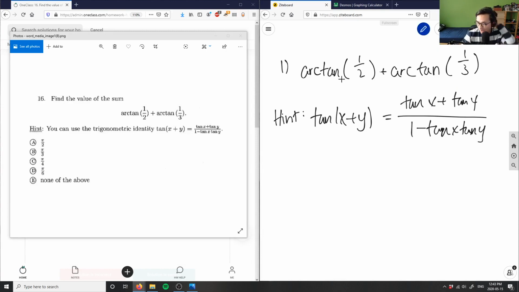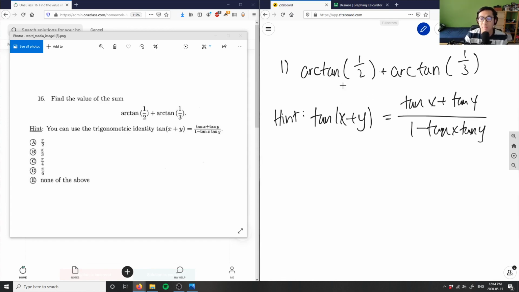So I have arctan of half here. What is arctangent of half? Remember, arctan is simply the inverse of our primary trig ratios. So we can say this is equal to tangent to the power of -1, or the inverse tangent of 0.5. And this other one would be the inverse tangent of 1 over 3, right? So we could choose to do that.